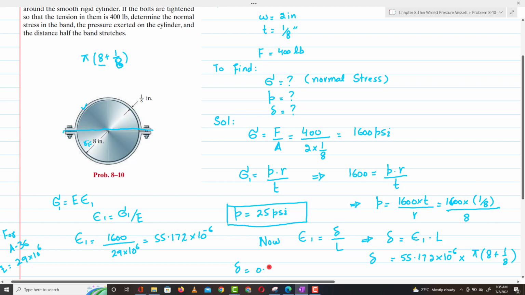So this is the answer. This is the normal stress, this is the pressure exerted on the cylinder, and this is the amount the band stretched due to this tension. I hope you have enjoyed it. Thank you for watching.